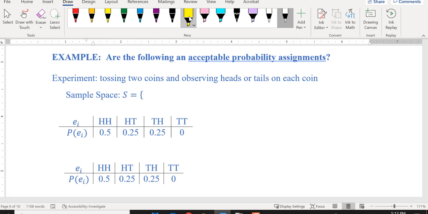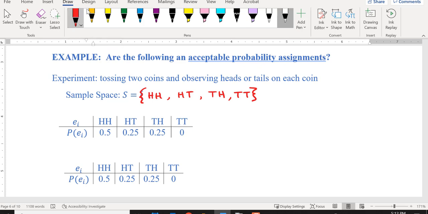So my example is the following acceptable probability assignment. The experiment is tossing 2 coins and observing heads or tails on each coin. So what is that sample space? If you remember, it's (head, head), (head, tail), (tail, head), and (tail, tail). There were 4 events in that sample space.